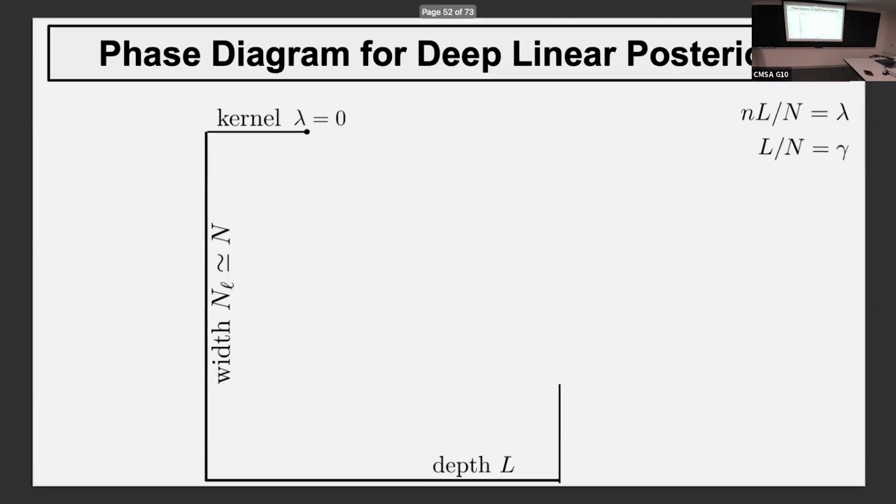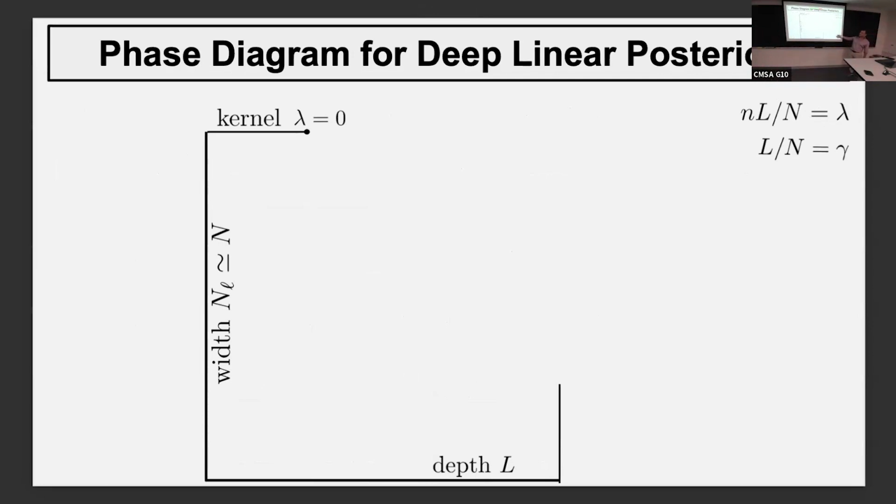Okay, so let me show you the phase diagram rather than trying to talk through it directly. Here again, on the x-axis is the depth, on the y-axis is the width, and everywhere here the number of training data points goes to infinity. I just couldn't draw it accurately with the third dimension. I'm going to give some names to things. This effective depth of the posterior, number of samples times depth over width, I'll call lambda, and depth over width I'll call gamma.